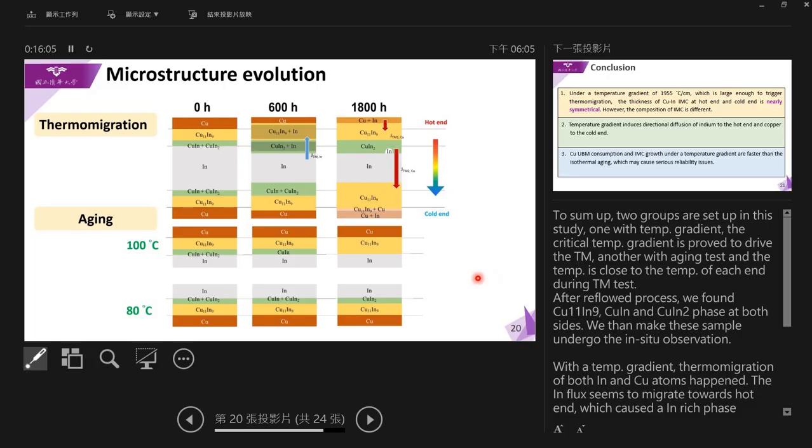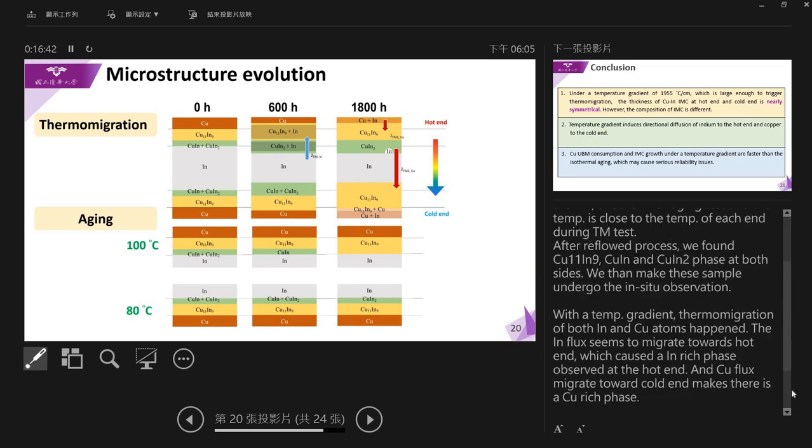To sum up, two groups are set up in this study, one with temperature gradient, and this gradient is proved to drive the thermal migration test. Another group is the aging test, and the temperature setup is close to the temperature at each end during thermal migration. After the reflow process, we found Cu11In9 and CuIn2 phases on both sides of the samples. We then made this sample undergo in situ observation.